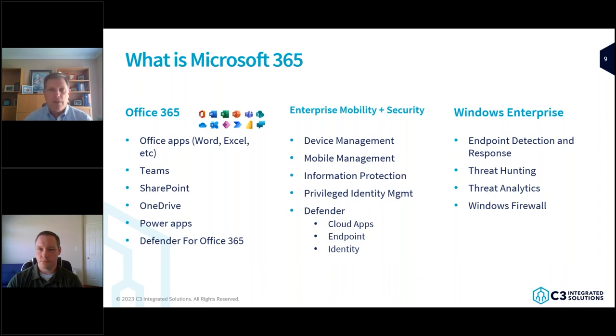And then finally, the third piece of Microsoft 365 was originally called Windows Enterprise. That's where we get capabilities like the EDR functionality of Defender for Endpoint, as well as threat hunting, threat analytics, and Windows Firewall as well. This is important as we start talking a little bit about licensing. We'll start to understand, and things will ring true in terms of what license terminology means and how it corresponds.